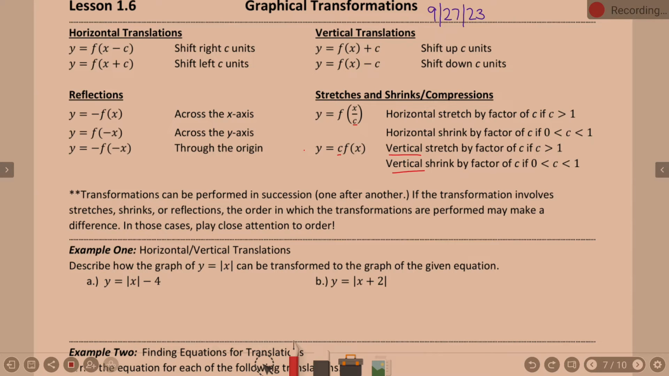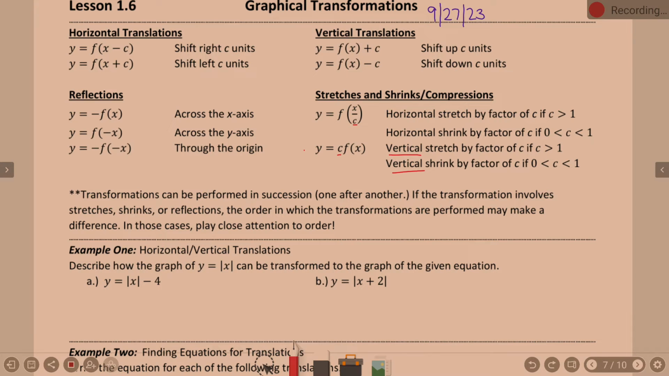So, now, key. Transformations can be performed in succession, so one after another. If the transformation involves stretches, shrinks, or reflections, the order in which the transformations are performed may make a difference. So we'll talk a little bit more than we did last year about the order. Okay? If I'm just moving stuff left and right and up and down, it doesn't matter what order I move stuff left and right, up and down. It's all going to end up the same. But if I'm moving something, say, left or right, and then also reflecting across the y-axis, it makes a difference. So we'll talk about some of those pieces here. Okay, let's get some easy stuff going here.